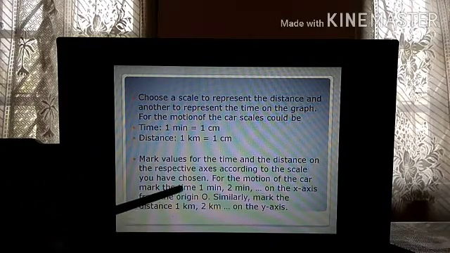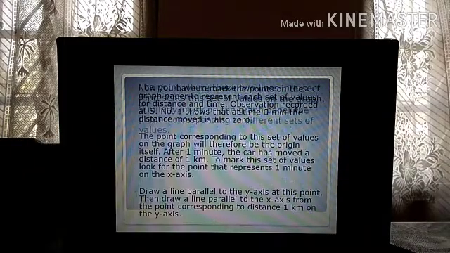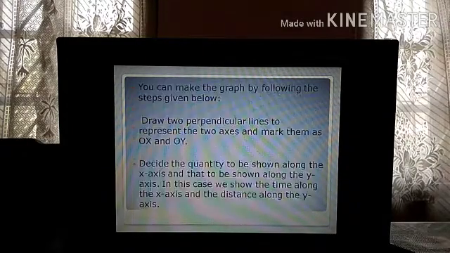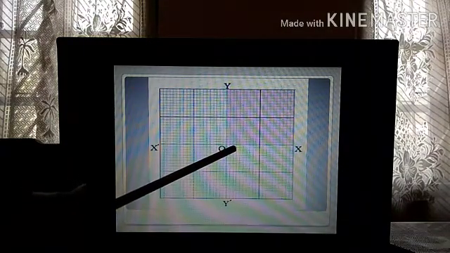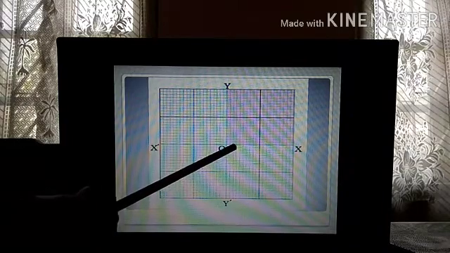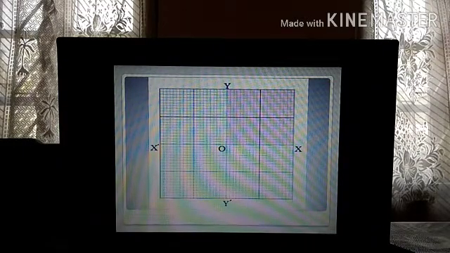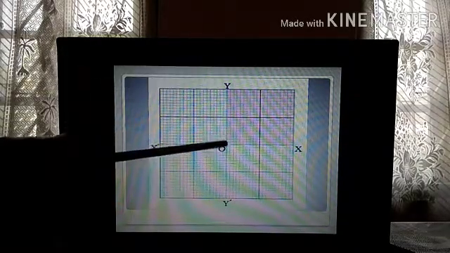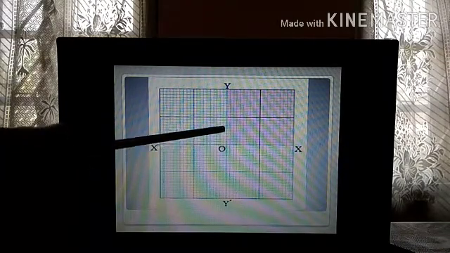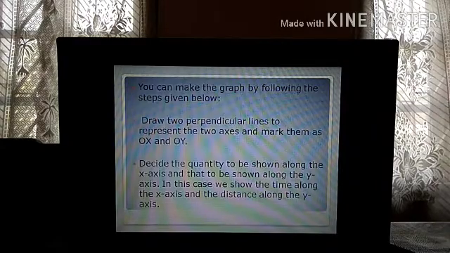For the motion of the car, mark the time 1 minute, 2 minutes on the x-axis. On the x-axis, as I have shown here, you can mark one small box as 1, 2, 3, 4, 5, 6, according to the time that is shown. And for the y-axis, the distance, you can also mark 1, 2, 3, 4, 5, 6. One box you can take as one interval. That way you need to mark.